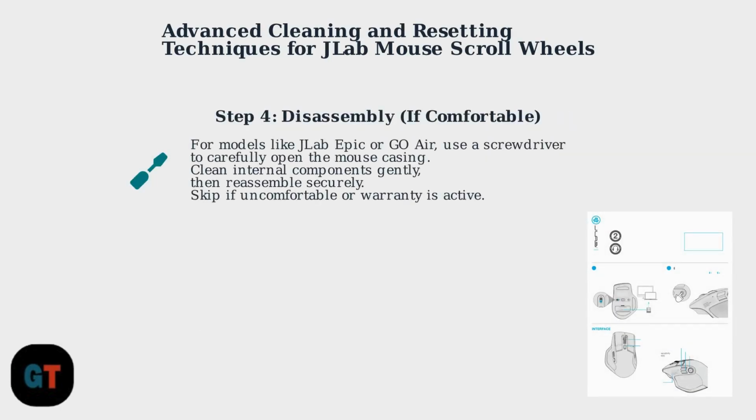If you're comfortable with basic electronics repair and your mouse is out of warranty, you can disassemble it for deeper cleaning. For JLab Epic or Go Air models, use a small Phillips screwdriver to remove the screws holding the casing together. Carefully separate the top and bottom halves, then gently clean the internal scroll wheel mechanism and encoder with compressed air and alcohol. Avoid touching circuit boards with bare hands to prevent static damage. Reassemble the mouse and test functionality. This step provides access to areas that external cleaning cannot reach, but it should only be attempted if you're experienced, as improper reassembly can cause further issues.